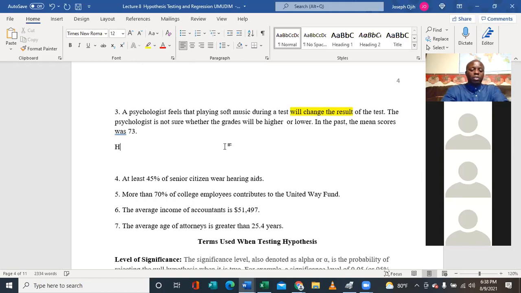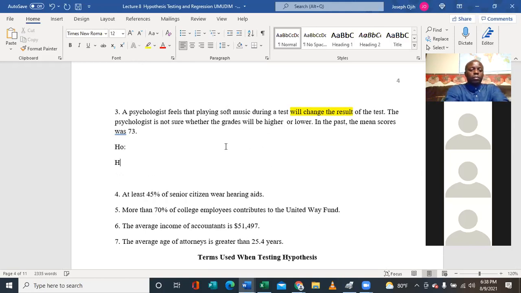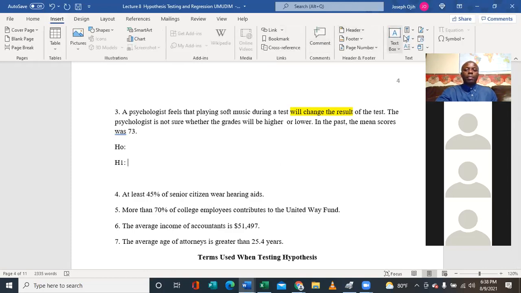So you have your H0 and H1. Change means it can decrease or increase. Am I right? He said it will change. That means he doesn't know whether it will increase or decrease. So in that case, it's going to be the mean not equal to 75. See? Mean not equal to 75. The opposite will be the mean equal to 75.